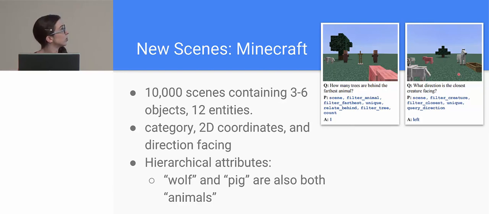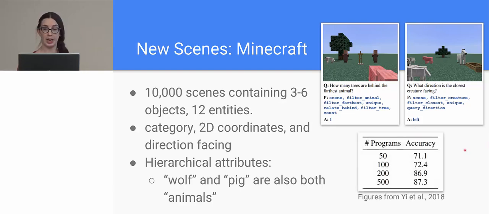What direction is the closest creature facing? So it actually identifies this partially occluded creature here, identifies it as the closest and gets the correct answer. So pretty impressive results. Not quite as great as the CLEVR dataset, which was designed specifically for this problem, but still impressive. Unfortunately, we didn't have anything to compare it to because they generated this data.